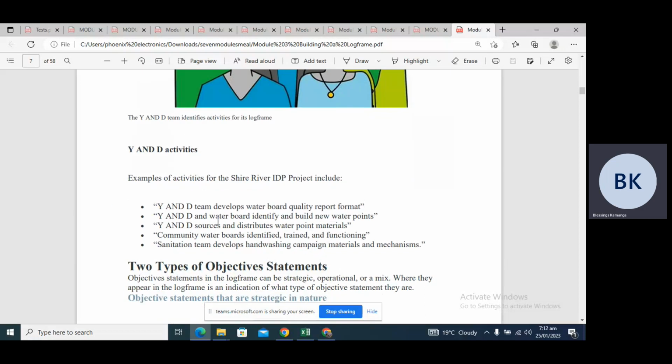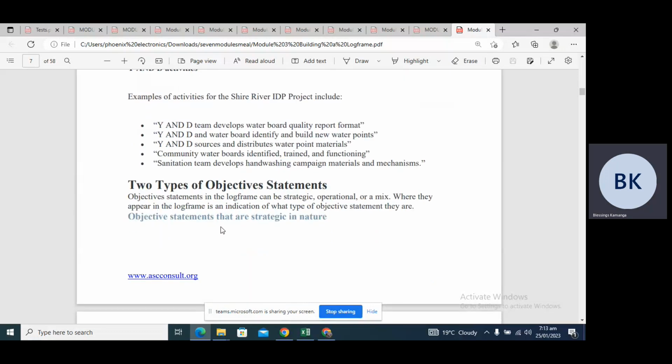So here are examples of activities. We have: Y&D team develops water quality report format. Y&D identifies water points. Y&D sources and distributes water points or materials. Community water points are identified, trained and functioning. Sanitation team develops adoption campaign materials.